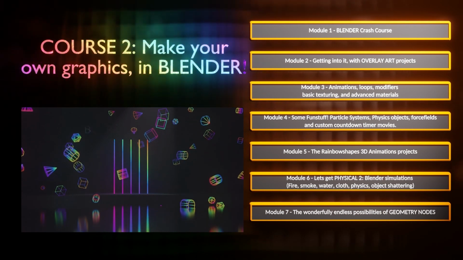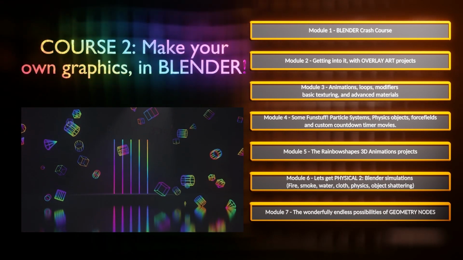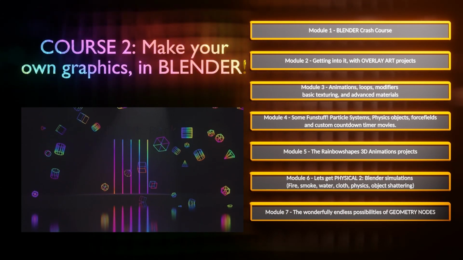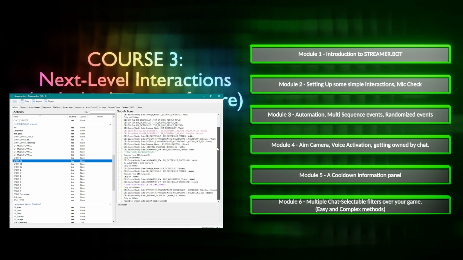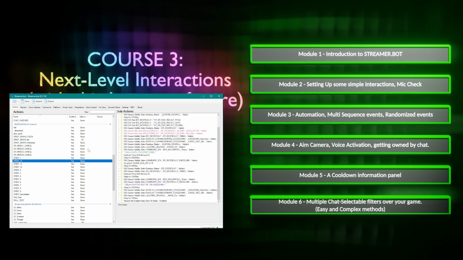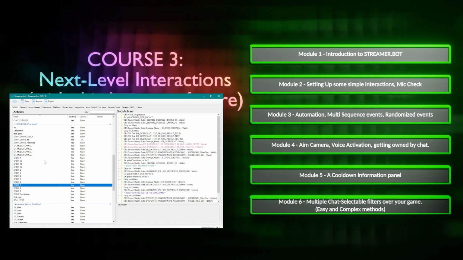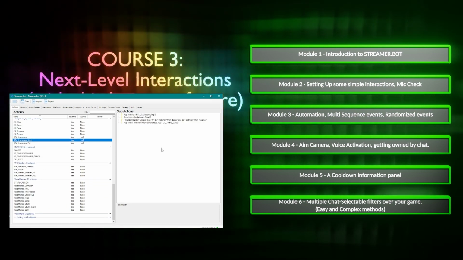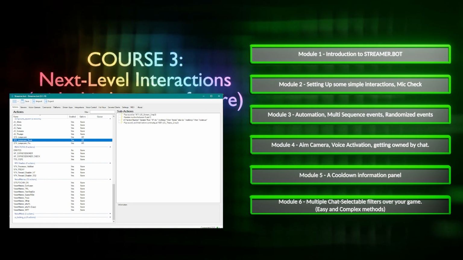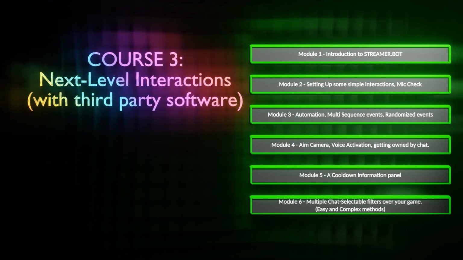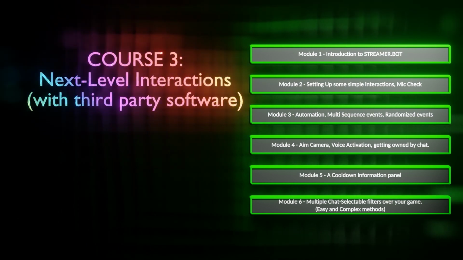I'm also going to teach you how to do stuff like fire effects, smoke, water, physics, cloth objects, object shattering. It's going to be amazing. And then after that, we move on to course 3. I can see from the look of this video that I never actually lined up that thing right. It's next level interactions. I don't know what the last line of that rainbow text is supposed to say. That's basically how it is.